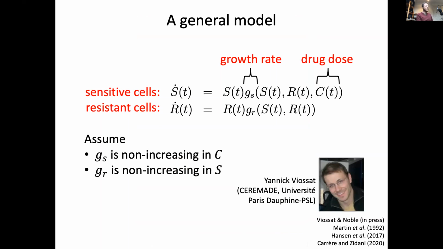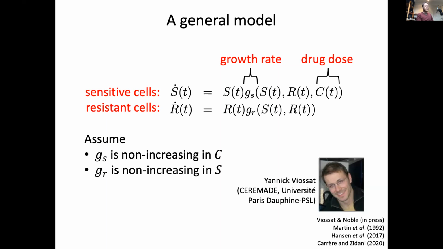So here we just have two types. You have sensitive cells, which are denoted S, and resistant cells, R. And we have a growth rate for each of them, denoted G. We have some growth function G_S, which is the growth rate of the sensitive cells. And we allow this to depend in any conceivable way, essentially, subject to some limitations, on the sensitive cell population, S, on the resistant cell population, R, and on the drug dose, C, which can vary over time, of course.